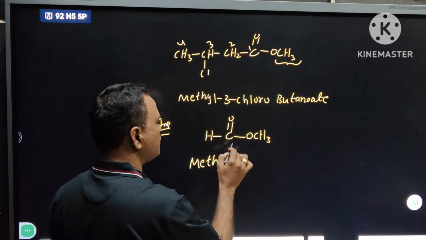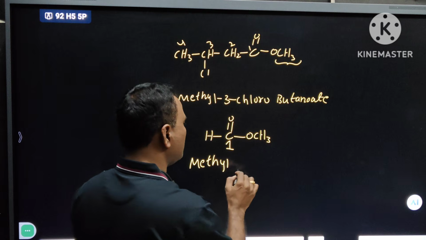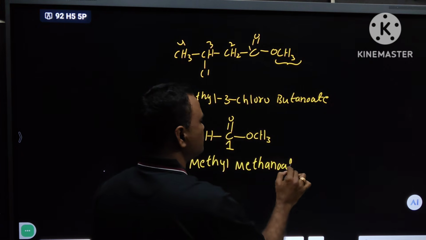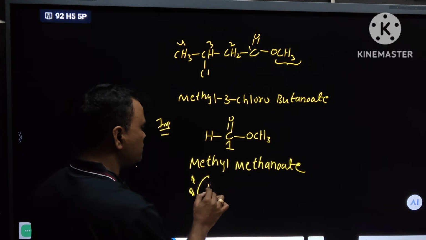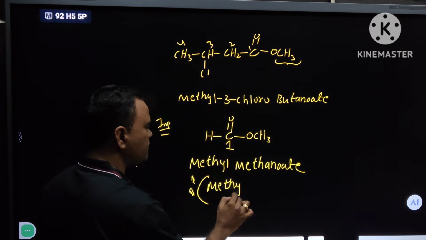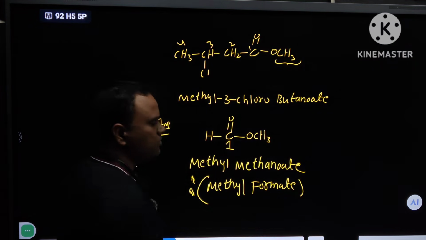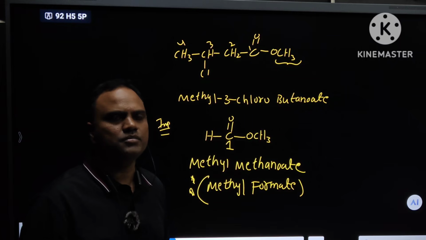Methyl. How many carbons are there here? One only. Methyl methanoate. Commonly it is called methyl formate. Methyl formate. Methyl methanoate. Commonly it is called methyl formate.